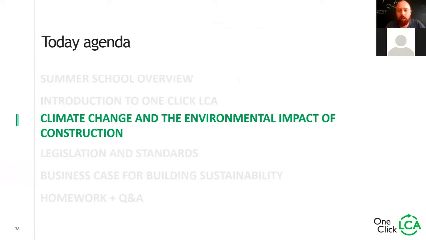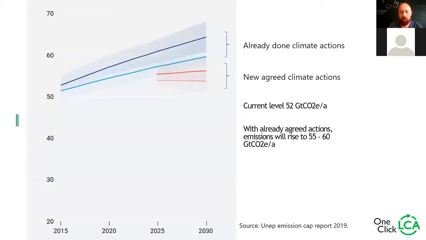So then we have the first section of today, climate change and the environmental impact of construction. I assume that most of you are somewhat familiar with this, but basically if we stay on the current rate of climate actions, there will be far too many emissions. Current already done carbon emissions would get us to about 70 gigatons of CO2 equivalent per year. With the new agreed actions, it will still rise to about 55 to 60, which is of course far too much.